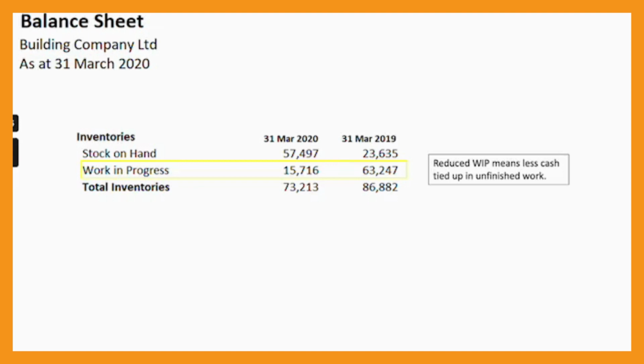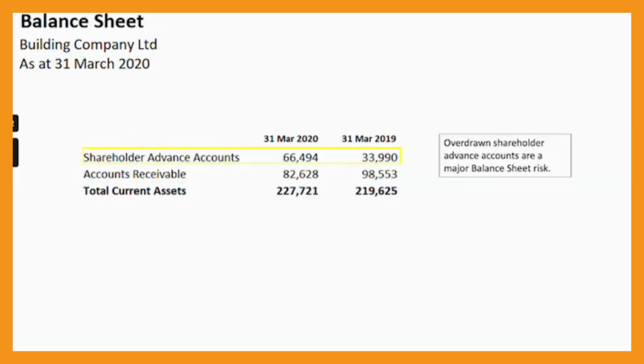The shareholder advance account is showing as an asset of 66,494. In other words, the shareholders owe almost 66,500 to the company. This isn't good because if the company fails, a liquidator or receiver can demand this money from the shareholders, and they won't have the protection of limited liability and will be personally liable.